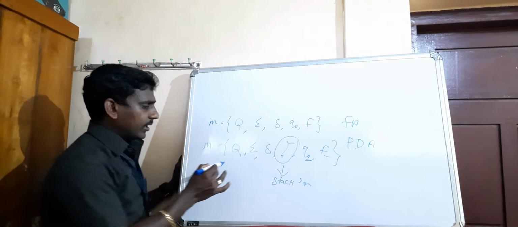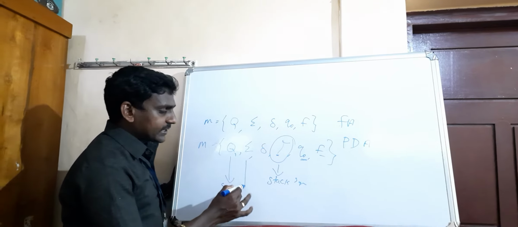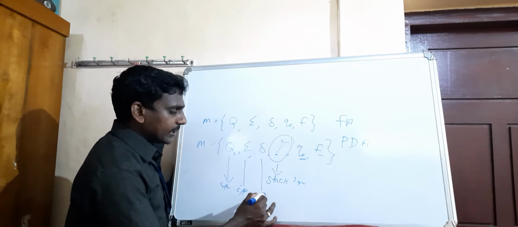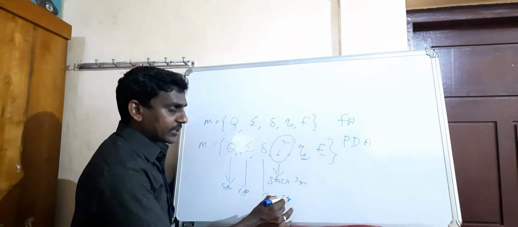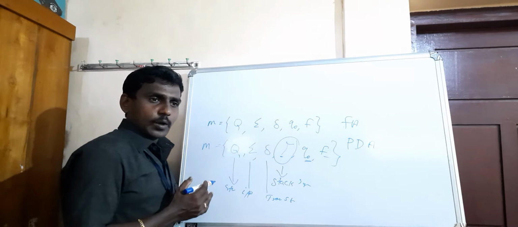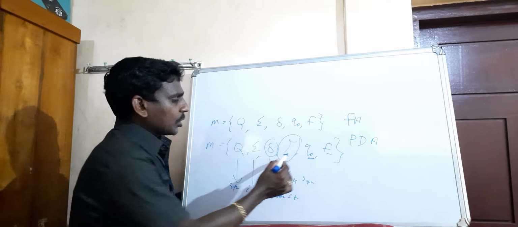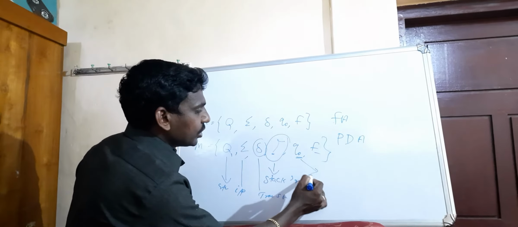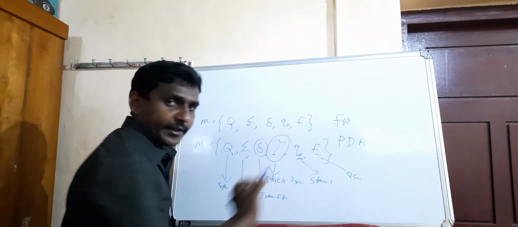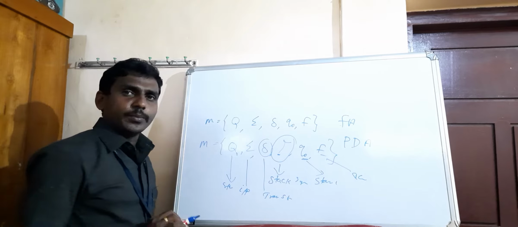Except everything is same as in finite automata. Q is a finite set of states, sigma is a finite set of input symbols, and delta is a transition function. The transition function should be different from finite automata, and that should be represented by delta. Rho is a stack symbol, q0 is a starting state, F is an accepting state or final state. Okay, this is same as finite automata.